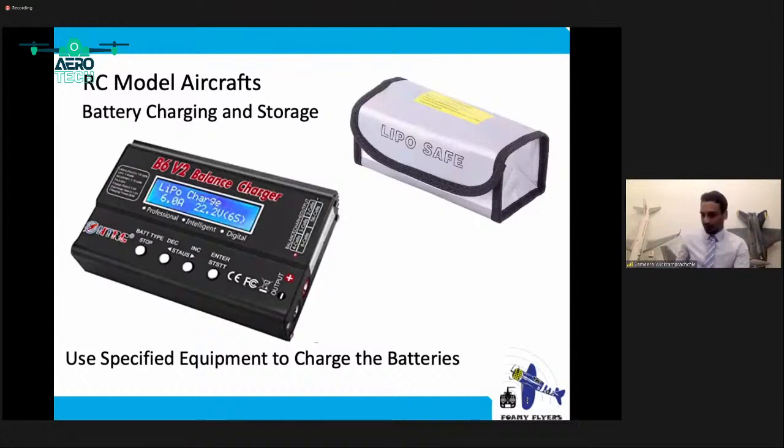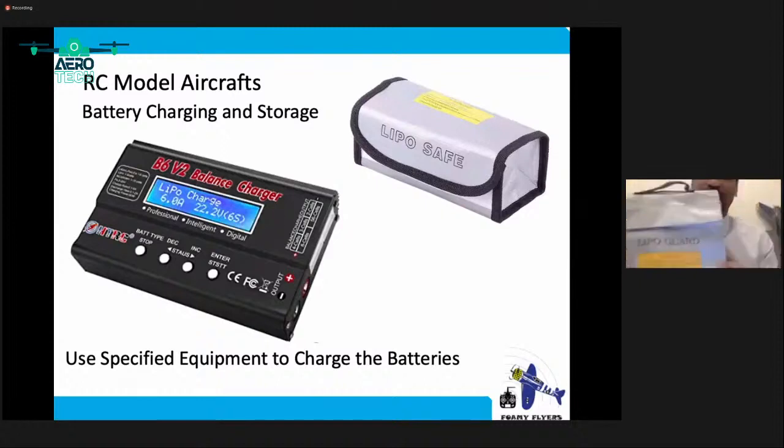And the other thing is, you'll need to have something like this if you can, to store your batteries when they're charged or maybe not used as well. This is basically a fire retardant material, so if you have a fire in the batteries, it will be contained only onto this. So as I mentioned, you need to have a balance charger for this.